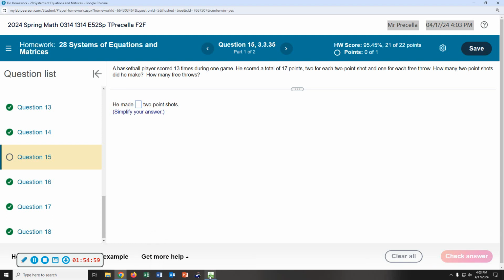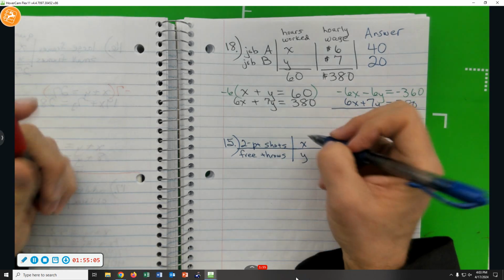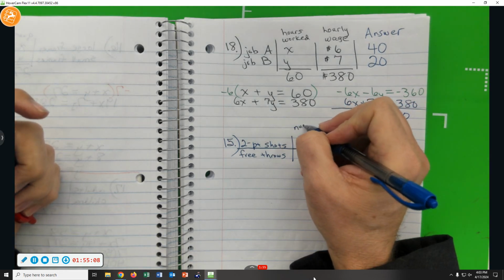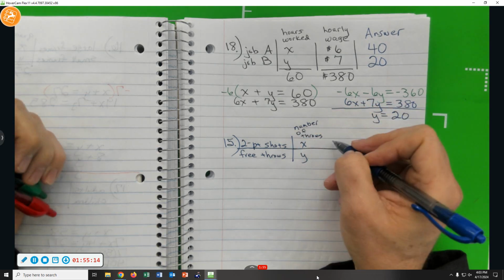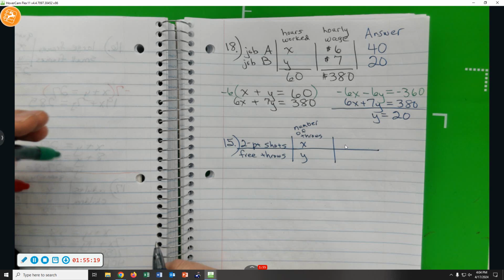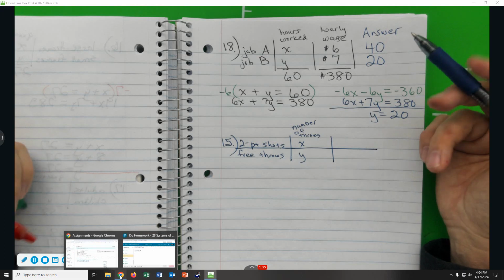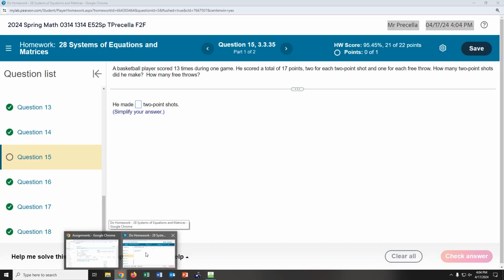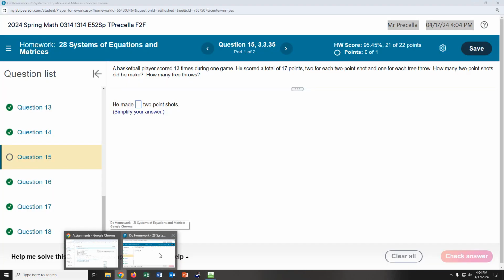So that's my quantity. This player made X 2-point shots and Y free throws. I think I should just write quantity. Now, we may not even have to look back at the problem, but well, maybe we do. We know that for each 2-point throw, how many points did they get? 2 points. For each free throw, how many points? Just one.